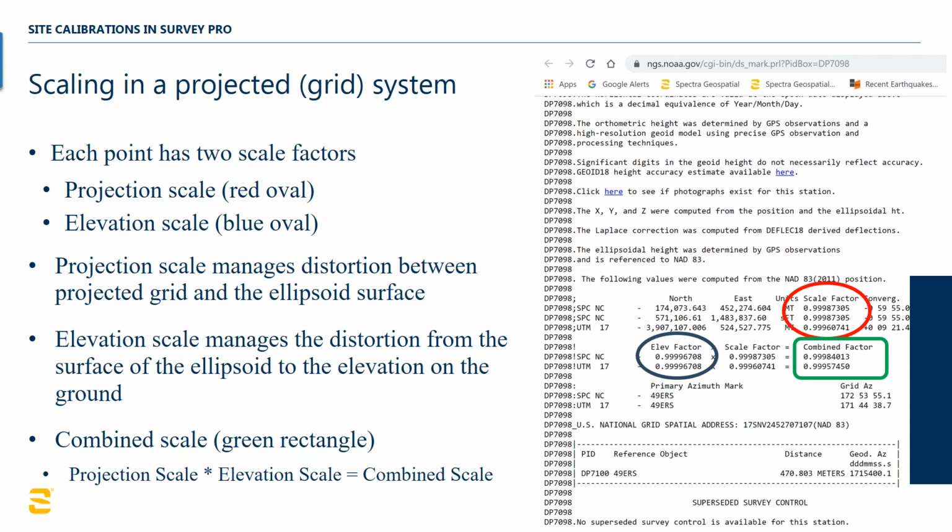Where am I at? Am I dead center? A lot of times, dead center in a transverse Mercator is 0.99996. And as you go out, it increases until you get to some ellipse, oval shape, and then it starts being greater than 1.